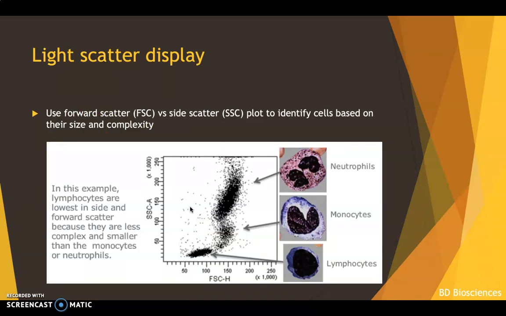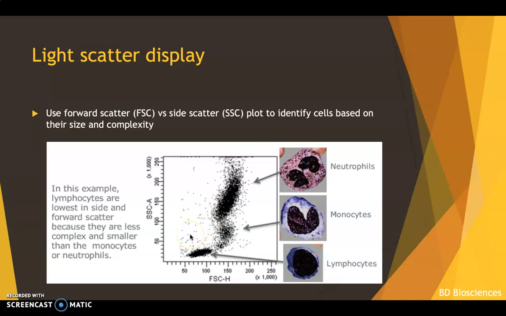Light scatter display is a term we use whenever we want to look at the size or the granularity or the complexity of a cell. Forward scatter, or FSC in short, is used to look at the relative size of the cell. And side scatter, or SSC, will identify the complexity or the granularity of the cells. For example here, you can see lymphocytes.